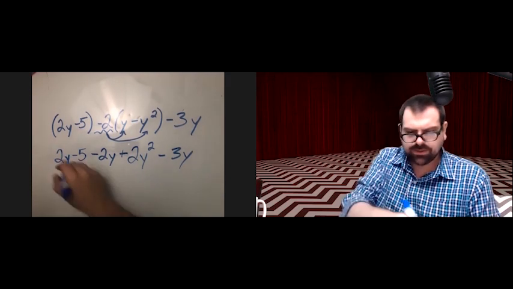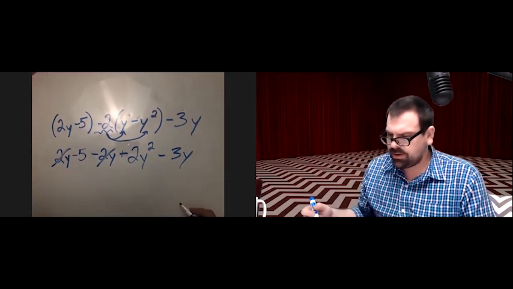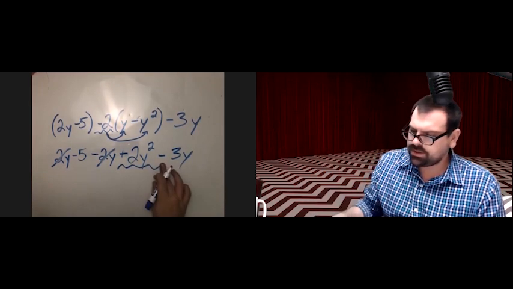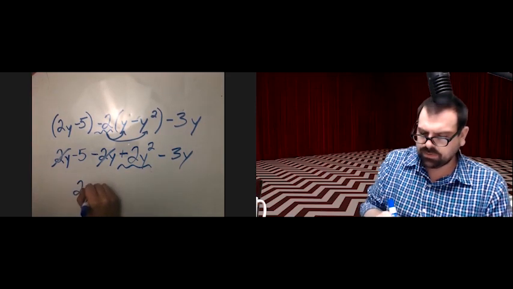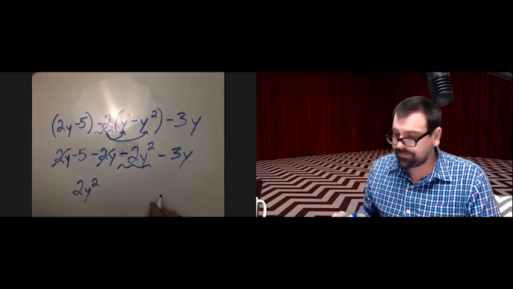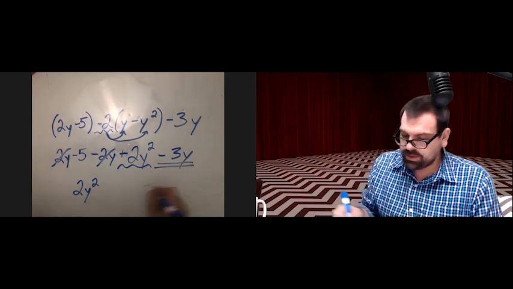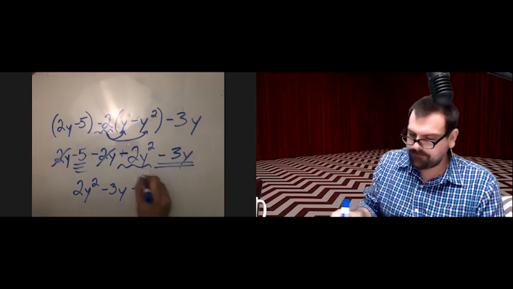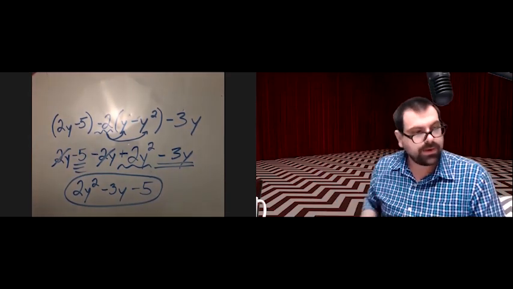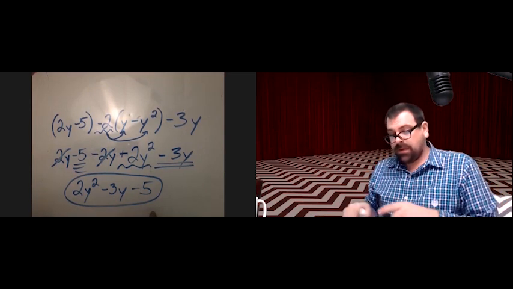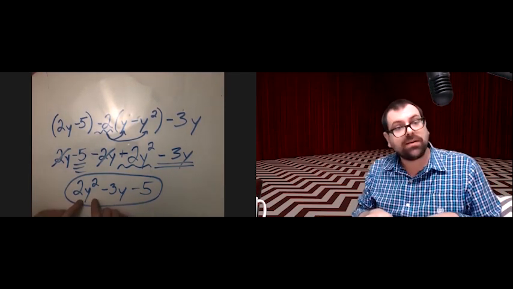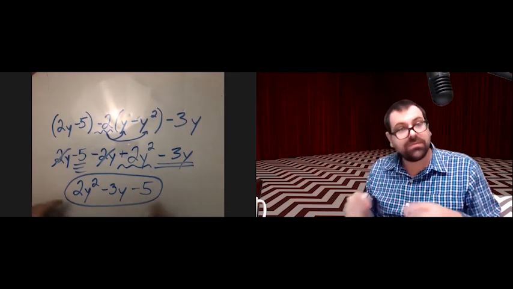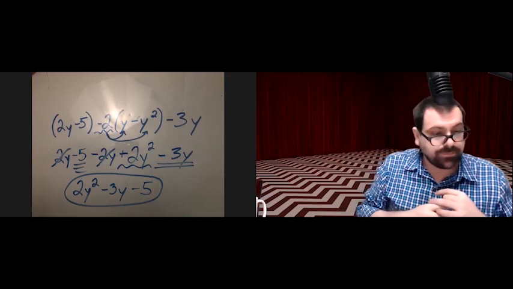I can see these cancel, 2y minus 2y. And that leaves 1 of everything else. So I'm going to take this plus 2y squared, put a positive 2y squared in front, minus 3y minus 5. That's as far as we can take it because y is not the same as y squared. This doesn't have any y's at all. These are not like terms. They cannot be combined any further.